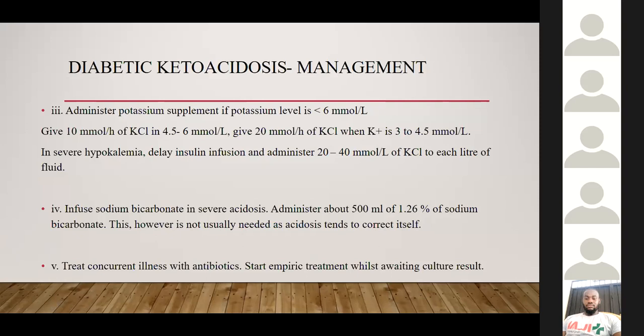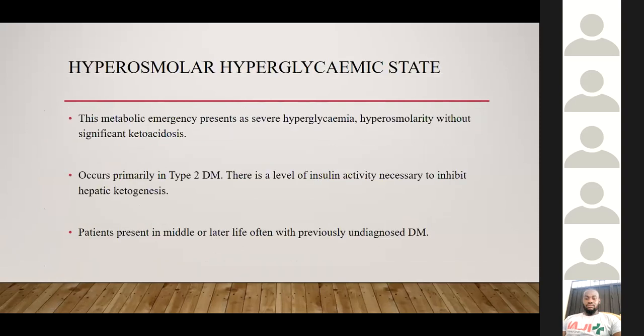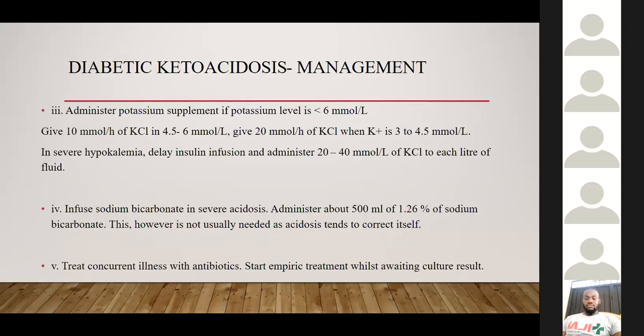And then the last one, you have to treat whatever is causing the problem. If it's an MI, you treat it. MI means myocardial infarction. If it's an infection, you treat the infection as such. If it's an infection, then you want to start with empiric treatment whilst you take samples for your culture and sensitivity. So that is DKA.